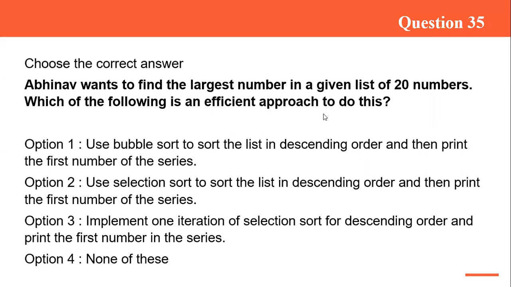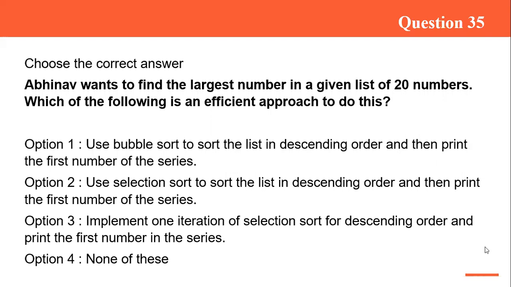Now, we have to find the largest number in 20 numbers. Okay. Use bubble sort to sort the list in descending order and print the first number of the series. For this, how much time will it take? For the first option, what is the time it will take, possibly? What is the amount of time taken? It will be big O of 1. How come? Big O of n square.